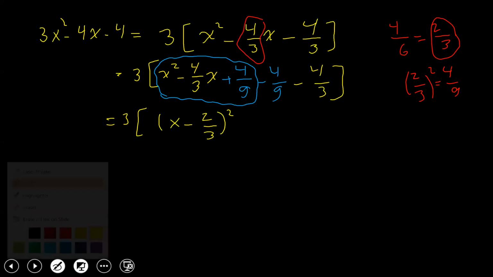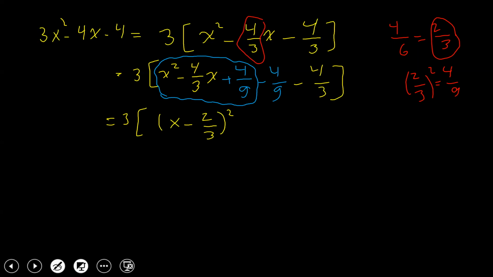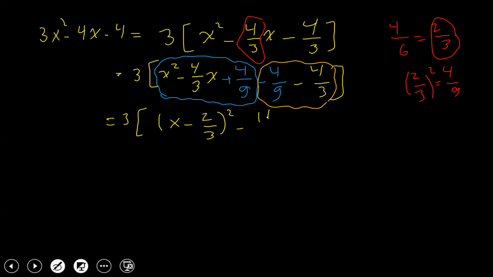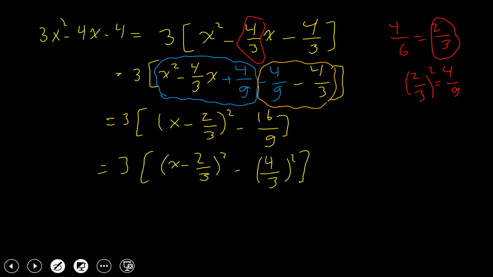And then we have to take the other two. Let's change the color. Okay, these two. Now, common denominator 3, we get 12, we get minus 16 over 9. In the next step, we change 16 over 9 into the square of what? As you see, it's 4 over 3, all of it squared. And then now we apply the difference of two squares, 3 into x minus 2 over 3.